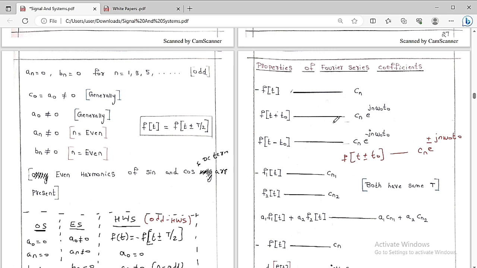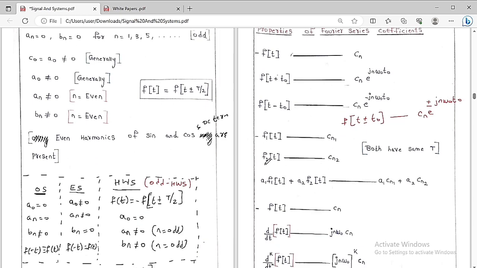For f of t plus or minus t naught, the coefficient is Cn into e to the power of plus or minus j n omega naught t naught. Suppose f1 of t is a periodic signal with time period T and Fourier series coefficient Cn1, and f2 of t is a periodic signal with time period T and Fourier series coefficient Cn2. If we take the linear combination a1 f1 of t plus a2 f2 of t, since both are periodic signals of the same time period, the resultant signal is also periodic with the same time period. It will have the Fourier series coefficient a1 Cn1 plus a2 Cn2.